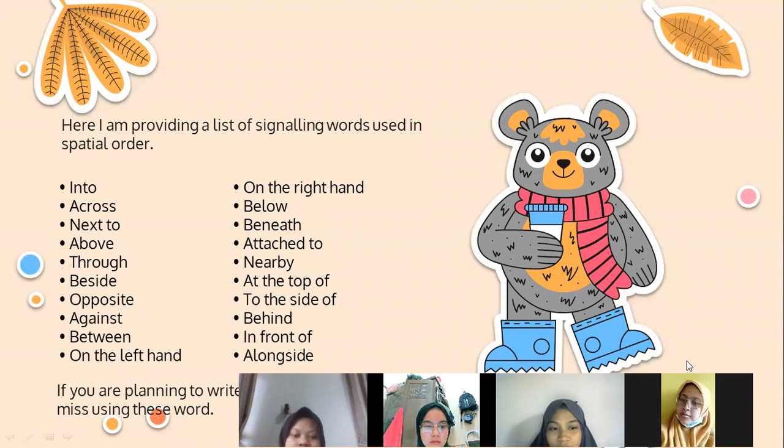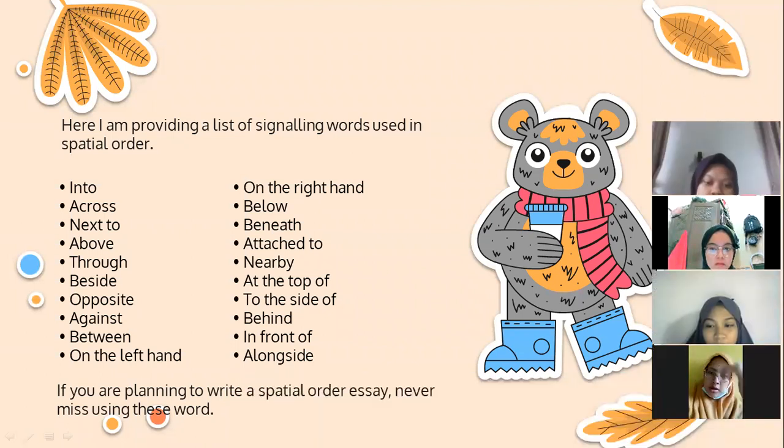If you are planning to write a spatial order essay, never miss using these words.